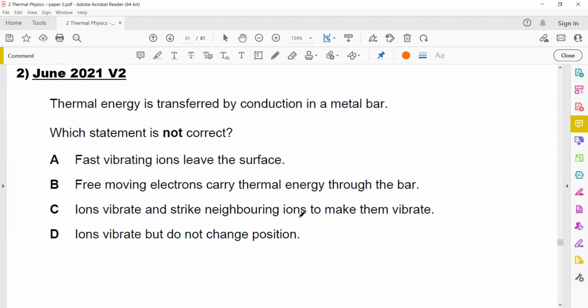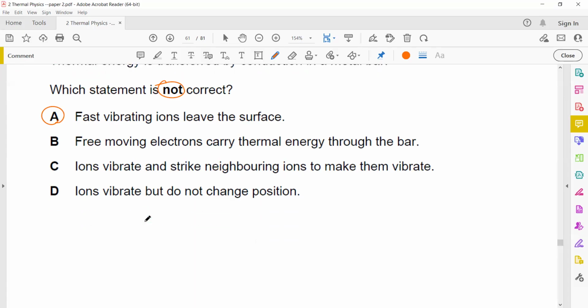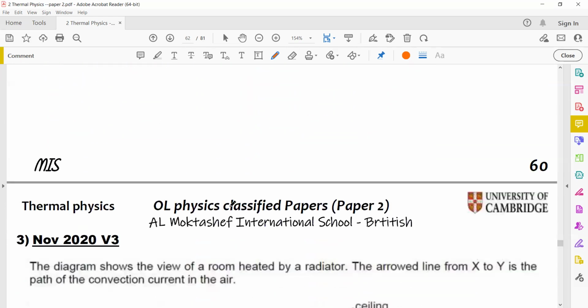Question number 2, thermal energy is transferred by conduction in a metal. Which statement is not correct? Not correct: fast vibrating ions leave the surface. No, in metal, sorry, we don't have ions that leave the surface. So we will choose A. And of course, all the other statements are correct. Moving free electrons carry thermal energy through the bar. Ions vibrate but don't change position, and so on.